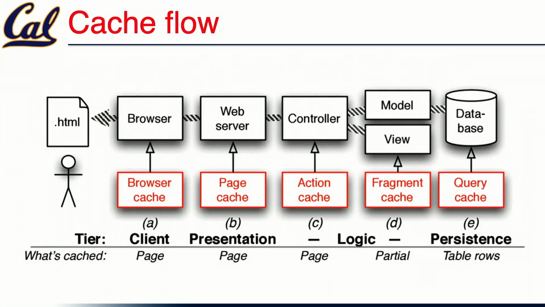So where do you cache things in software as a service? Or what is the cache flow? Come on, that was good.